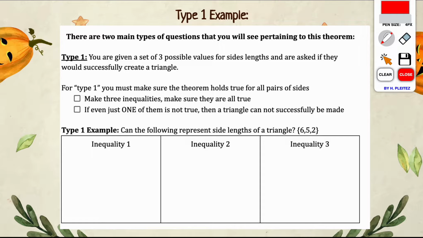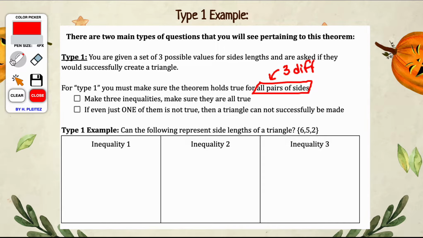So for these type 1 examples, you have to make sure the theorem holds true for all pairs of sides. This is why we are creating three different inequalities, because we saw that in the other slide, there are three different pairs of sides that you can add up, right? So we have to account for all three of those pairs. We're going to make three inequalities and make sure they are all true. If even just one of them is false, then the triangle cannot successfully be made.